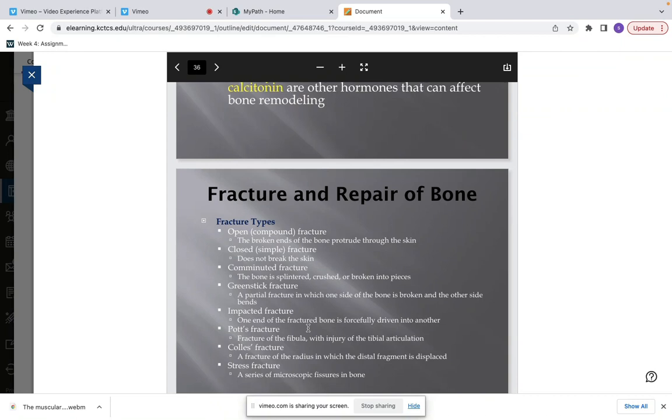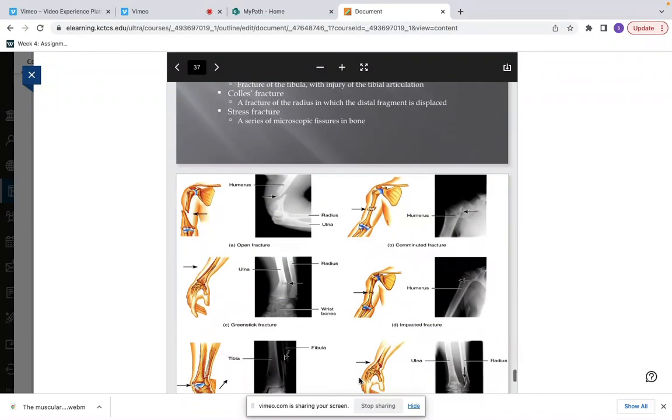I also said I wanted you to know the green stick fracture. A green stick fracture is a partial fracture in which one side of the bone is broken and the other side bends. So I showed you guys with the stick, if only one side of the bone was broken, but the other side was just bent, what it would look like. Then there's stress fracture. It's just a series of microscopic fissures in the bone, right? These are hard to detect sometimes. Here's a green stick fracture. You can see here, this is the fracture. And you can see that one of the bones here is just broken. One side's broke, but the other side's fine. It's a green stick fracture.